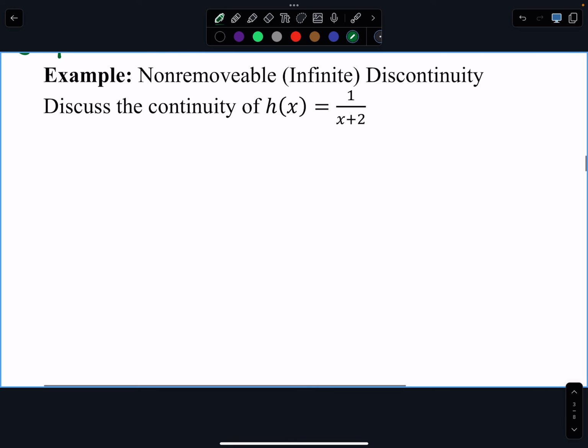So let's focus in on this rational function now. So remember how the last time I was like, hey, let's put a pre-calc brain on for a sec.